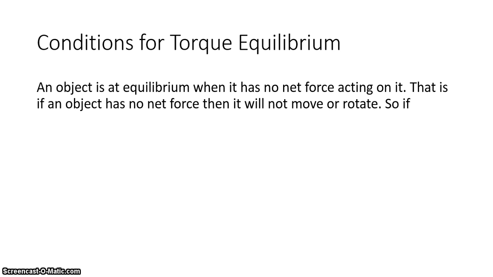So let's define that. An object is at equilibrium when it has no net force acting on it. That is, if an object has no net force, then it will not move or rotate. So what we're actually saying is that the summation of the forces acting on the system should be equal to zero. And if that's the case, then the summation of torques should be equal to zero, because remember, torque is composed of forces, right?